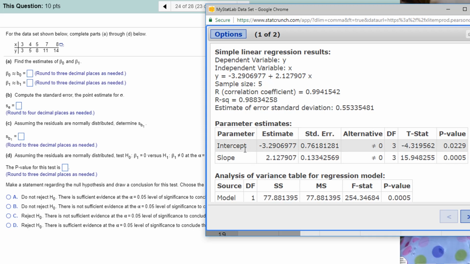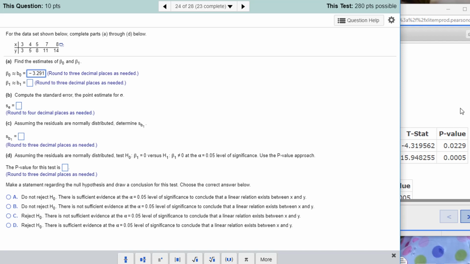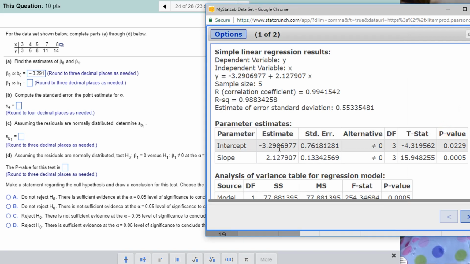We've got an estimate for the intercept and an estimate for the slope. B0 is the intercept estimate. That's what we want to copy over, but I have to round it to negative 3.291 because I need 3 decimal places. That's my intercept, my B0, and B1 is this one. Again, 3 decimal places, so I have to do rounding: 2.128.